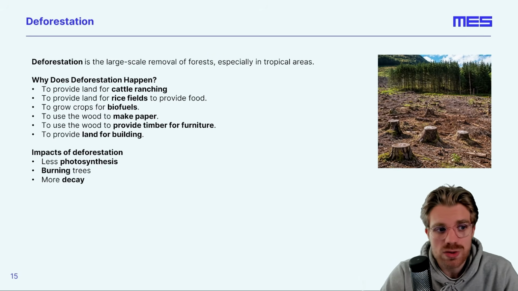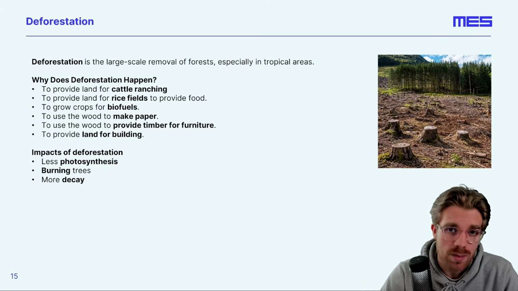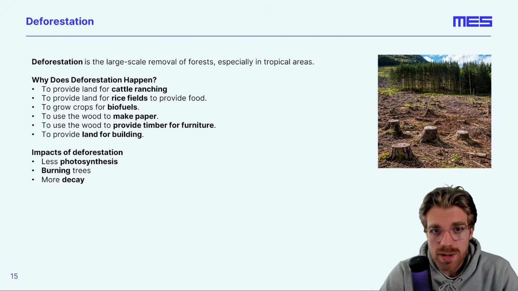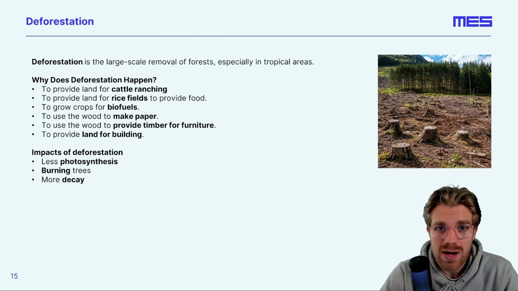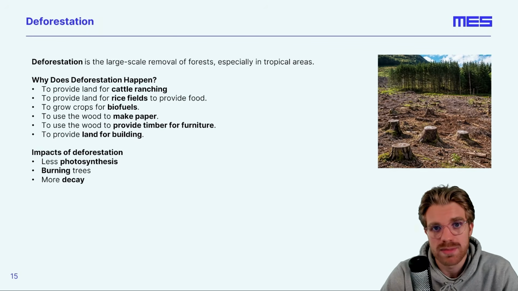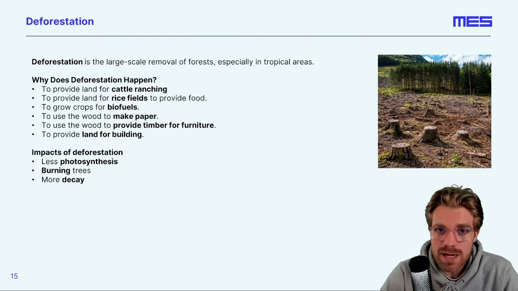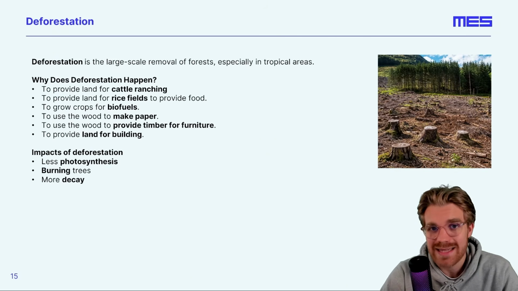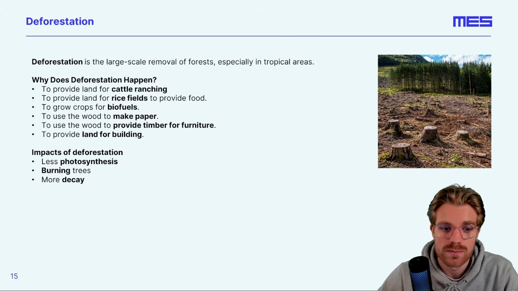But deforestation also has other effects. It means there are fewer plants, and if there are fewer plants, there is less photosynthesis, which means less carbon is removed from the atmosphere. The burning of the trees, or the biofuels, also releases carbon dioxide, and this then contributes to more carbon being in the atmosphere. And finally, as those trees are cut down, large parts of the tree are left to decay, and that decay will again release carbon into the atmosphere as well.